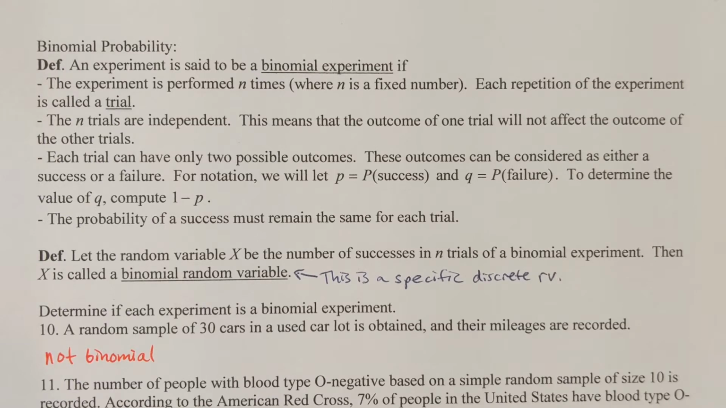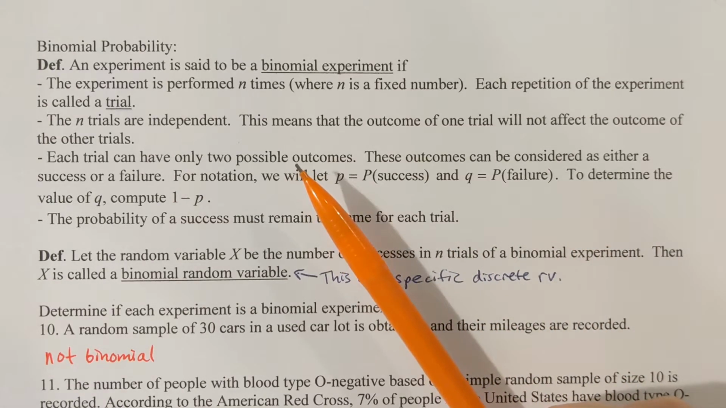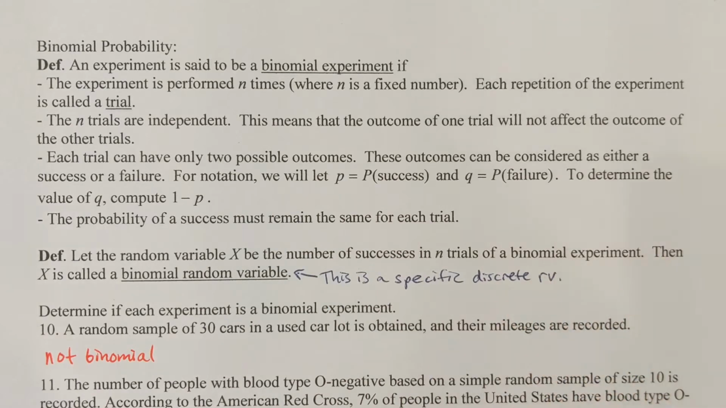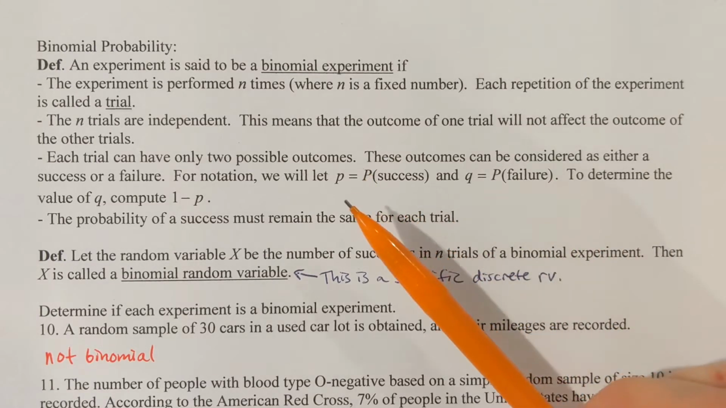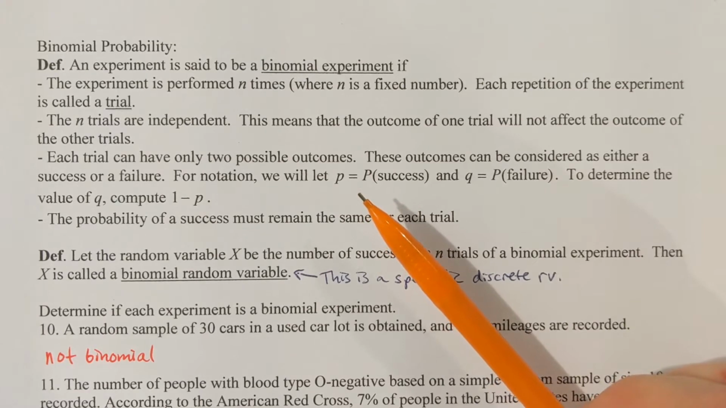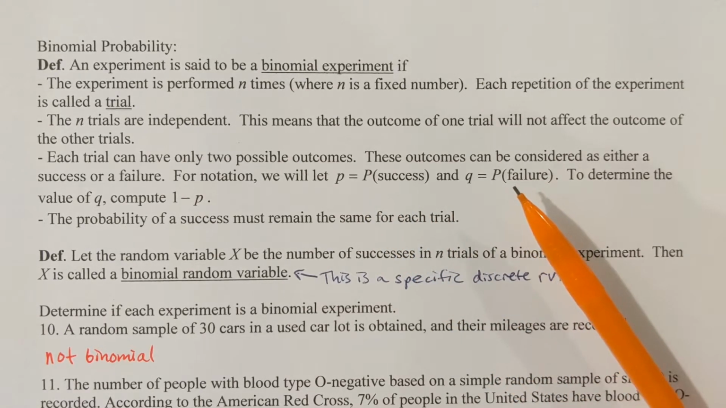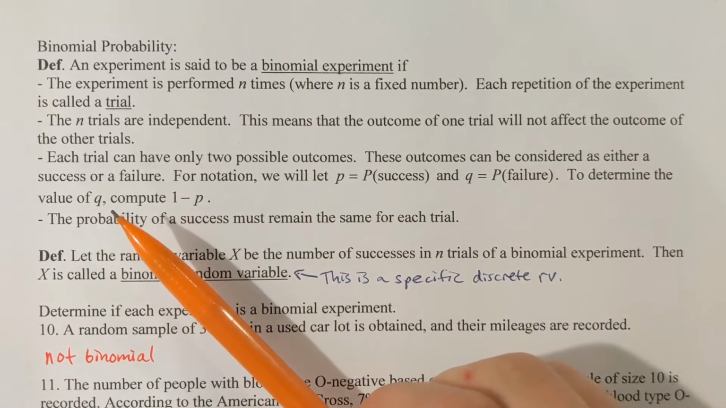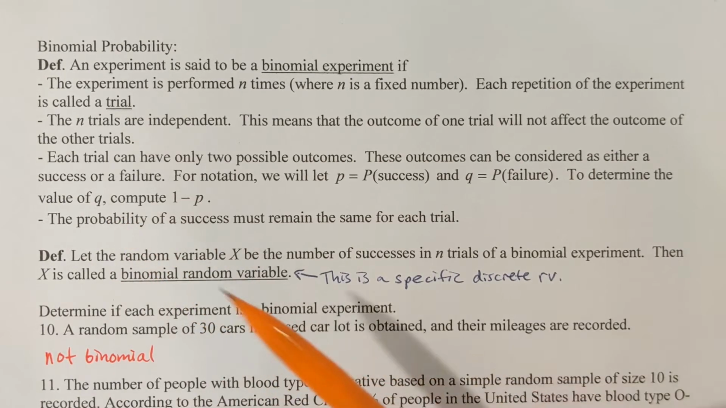Okay, so item 3 says that each trial can have only two possible outcomes. You're going to call it either a success or a failure. So for my coin flipping example, maybe it's a success if you flip heads and a failure if you flip tails. The notation that you'd find in the book, little p represents the probability of a success and little q represents the probability of a failure. Typically in these problems we'll be given the p value and we'll have to identify the q value in order to use a formula that I'll be showing you later.